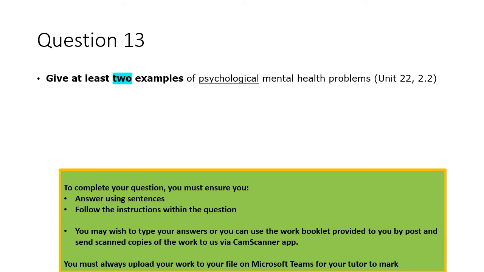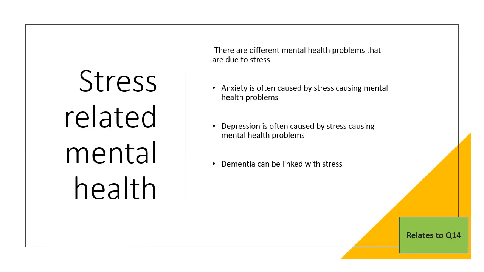And question number 13, give at least 2 examples of psychological mental health problems. So stress-related mental health relating to question number 14. So there are different mental health problems that are due to stress. So for example, anxiety, which is often caused by stress, depression, which is often caused by stress, and dementia can be linked with stress.